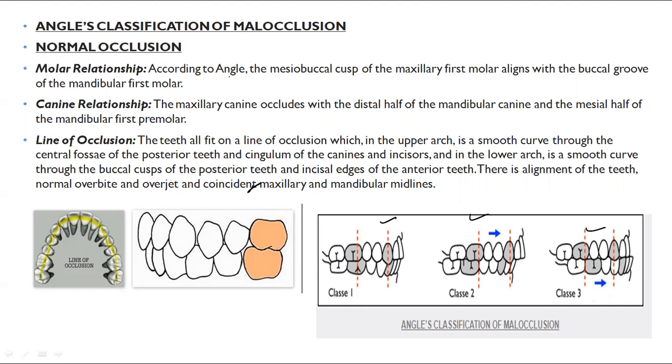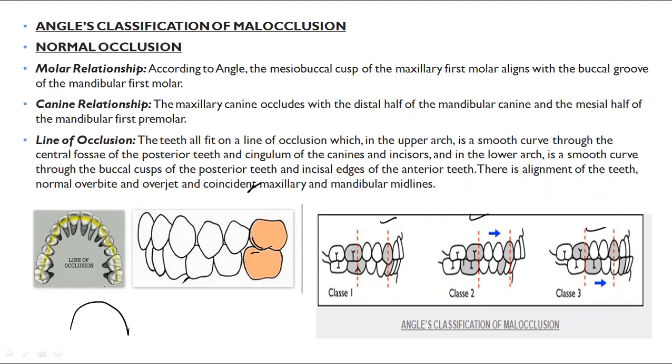Okay, normal occlusion. According to Angle, the mesiobuccal cusp of the maxillary first molar aligns with the buccal groove of the mandibular first molar. Canine relationship: the maxillary canine occludes with the distal half of the mandibular canine and the mesial half of the mandibular first molar. Line of occlusion, so this is the line of occlusion, the yellow color. The teeth all fit on a line of occlusion, which in the upper arch is a smooth curve. It should be a smooth curve. It should not be above it or below this, okay?